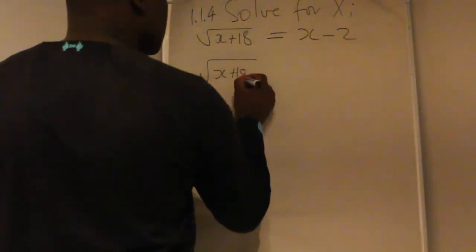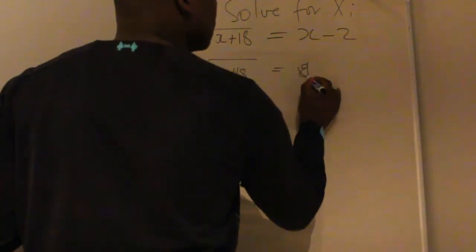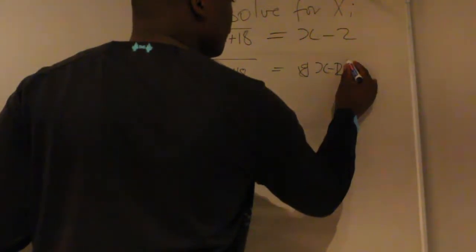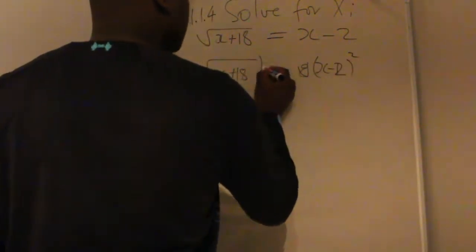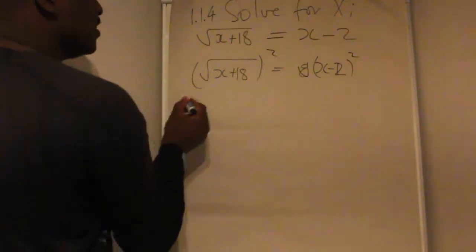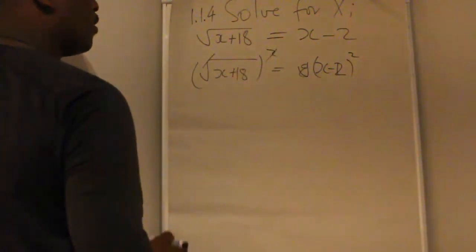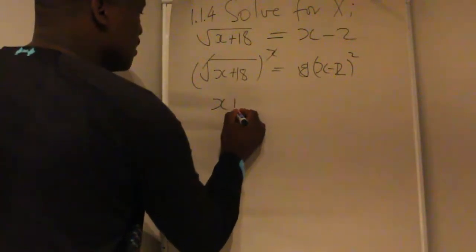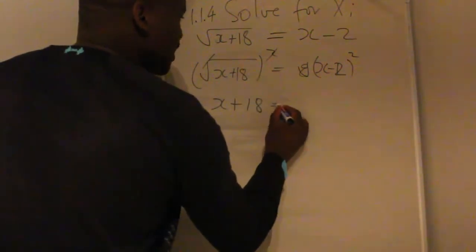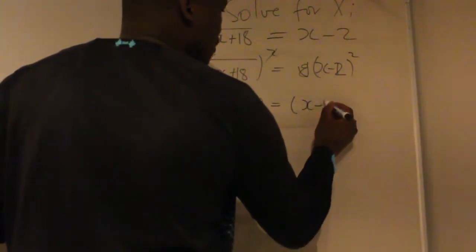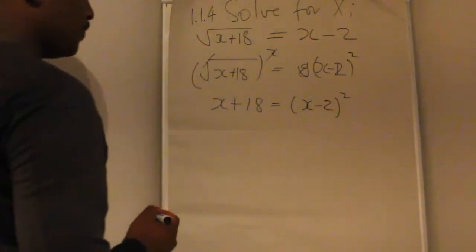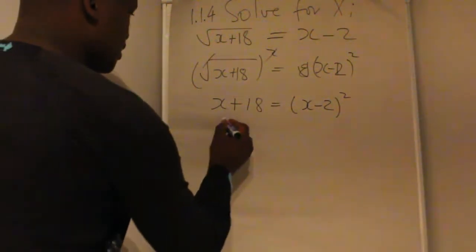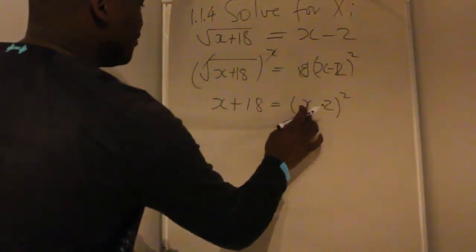x plus 18 is equal to x minus 2. Then you square them to remove this square root. So this side you'll be left with x plus 18. On the right hand side is x minus 2 all squared. So the next step is to expand and simplify this.